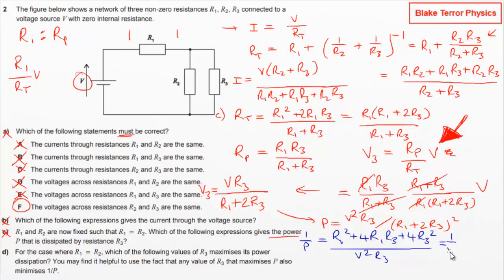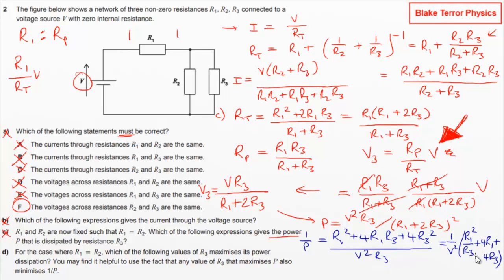Okay, we'll split it onto different terms. We've got a 1 over V squared. Then we're going to have an R1 squared over R3. What's that? A 4R1. And a 4R3, which I can't quite fit on, but there we go. We just squeeze it on the next line.